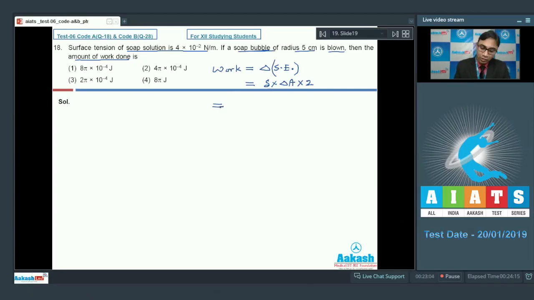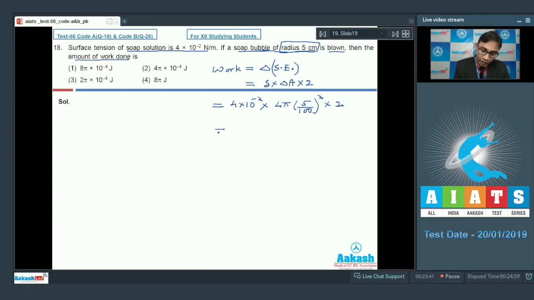So what is the surface tension? Surface tension is 4 into 10 to the power minus 2. And what is the area? Initially there was no bubble, now there is a bubble of radius 5 centimeters. So the initial area is 0 and the final area will be equal to 4 pi into radius square. Since a 5 centimeter radius is given, we should convert it to the SI unit, square, into 2, because there are 2 surface areas.